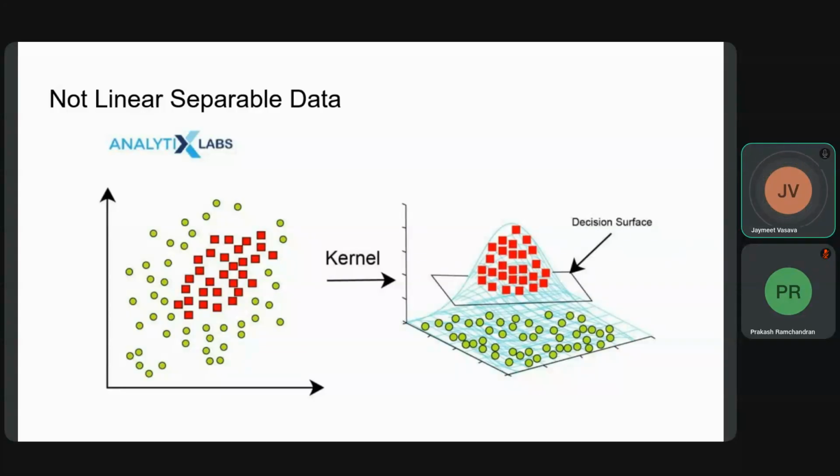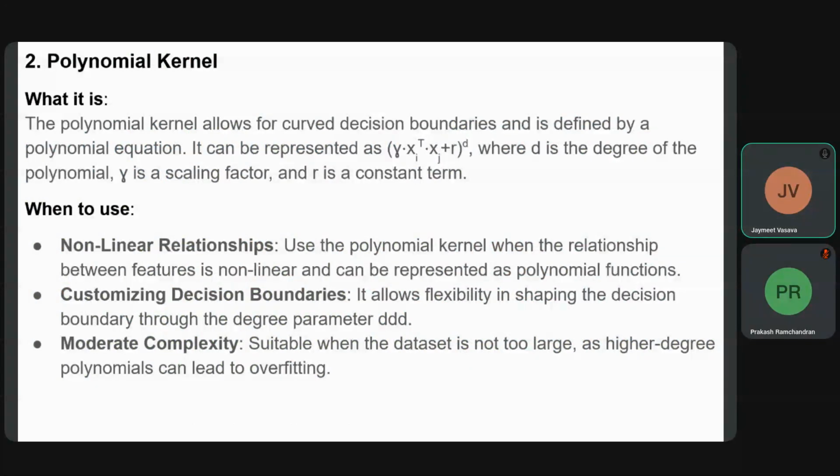Discussing our next kernel, the polynomial kernel, it allows curved decision boundaries and is defined by a polynomial equation. Mathematically, it can be represented as gamma times xi transpose, for the matrix transformation, times xj. So it's a dot product, plus r, and the whole term raised to the power of d, where d is the degree of the polynomial, gamma is the scaling factor, and r is the constant term. xi and xj are the data points or the feature vectors.